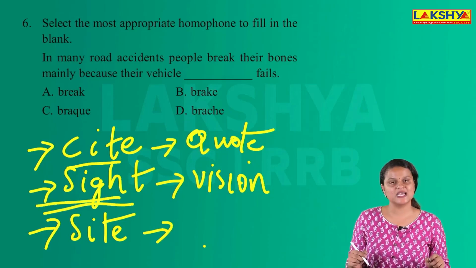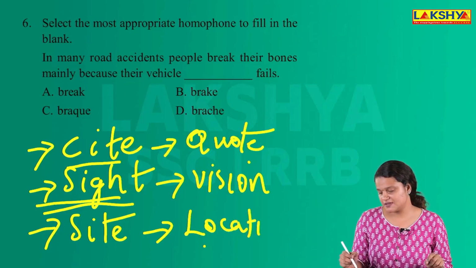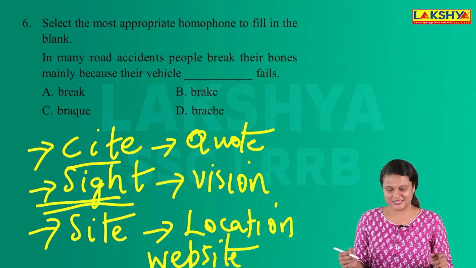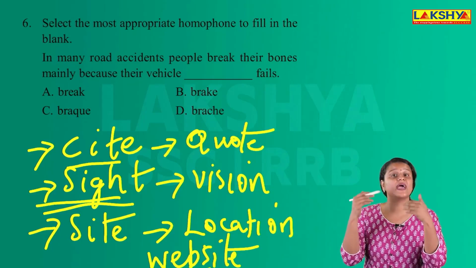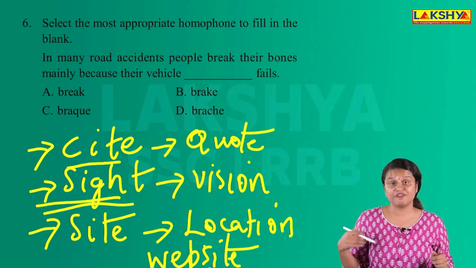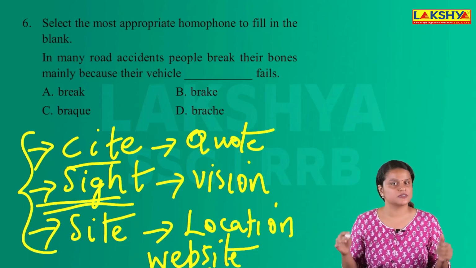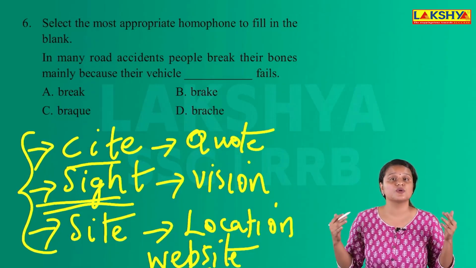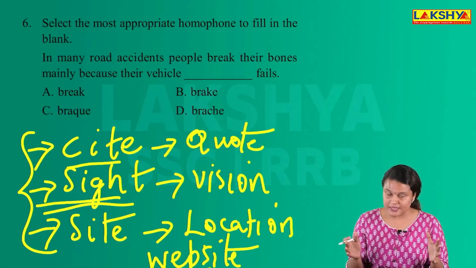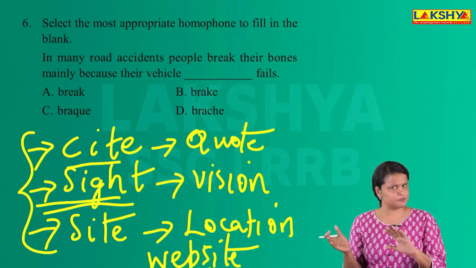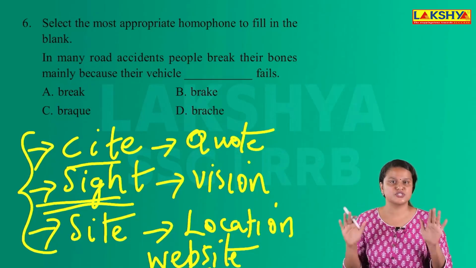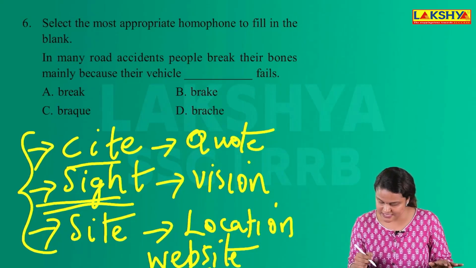Now the third one is a location. For example, you might know the word website. Don't you know the word website? See for yourself the spelling, which means where you get the information. So that is a website. So location. So these are all examples of homophones. So I hope now you understood what homophones are. Similar pronunciation, different spelling, different meaning for sure. Okay, great. Now let's look at the next one.